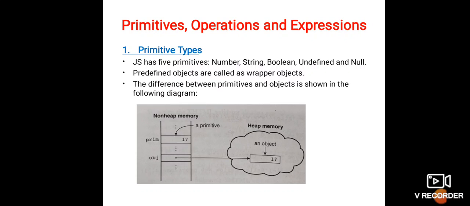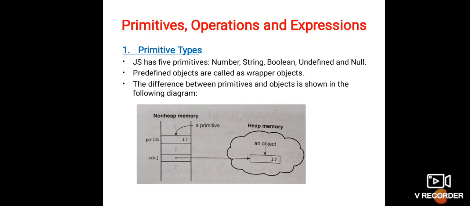JavaScript includes predefined objects that are closely related to the number, string and boolean types. These objects are called wrapper objects because they are predefined objects. Each wrapper object contains a property that stores a value of the corresponding primitive type.